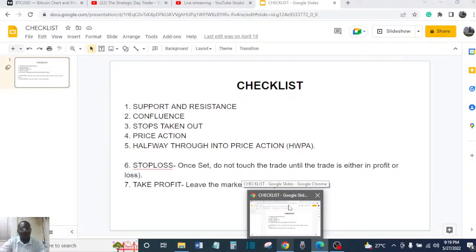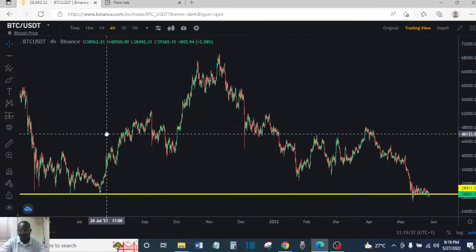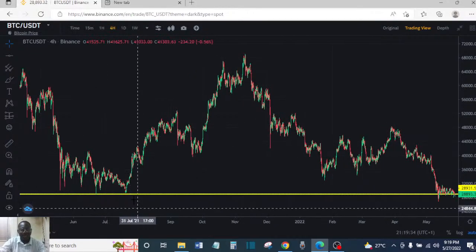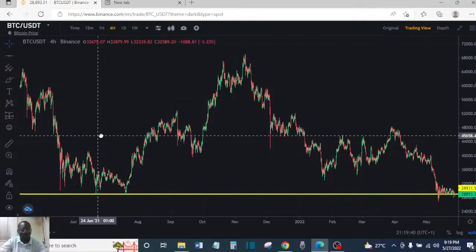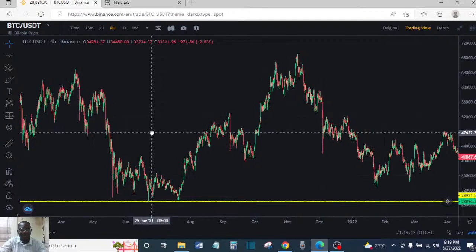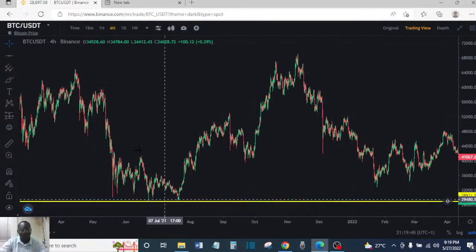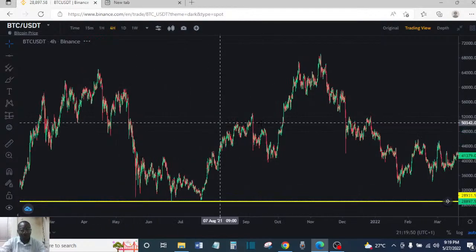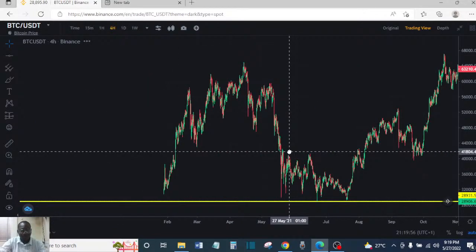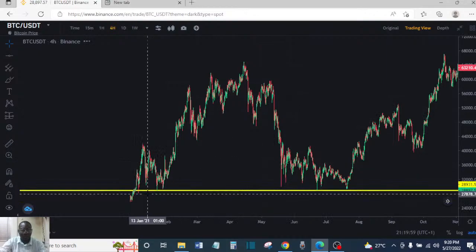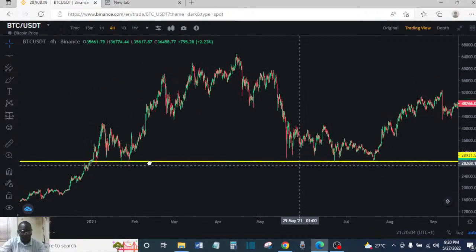You have confluence. Okay, so in time past, what has been this area? What has been this area in time past? Okay, in time past, you can see that price has been rejected on this area very well. If you check in time past, you can see this area.